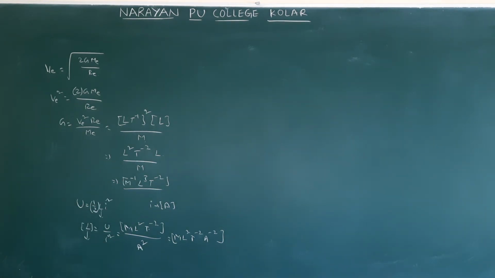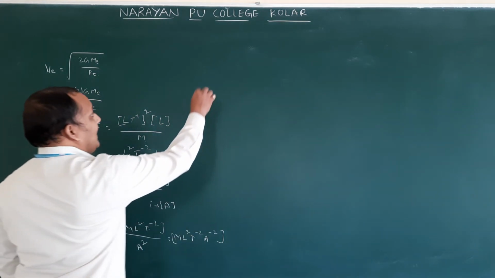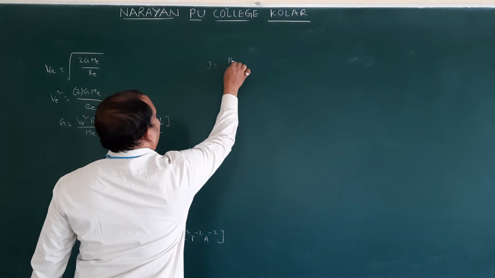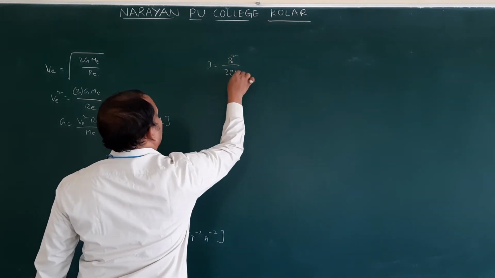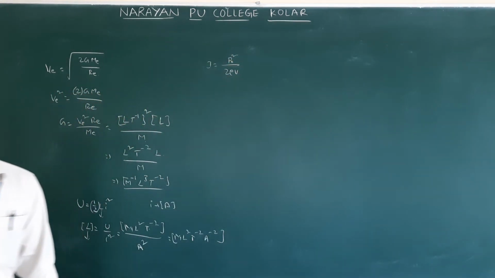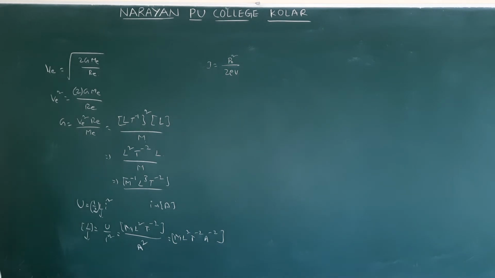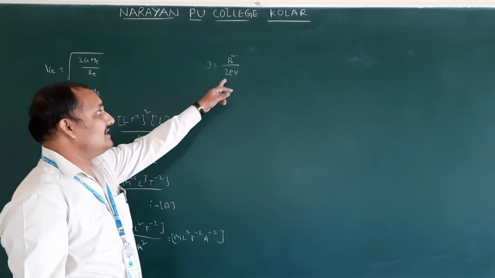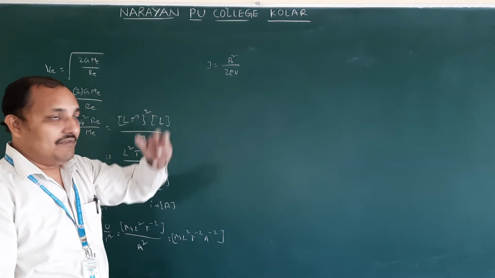Next is the seventh question. Seventh question: intensity of sound wave is given by I is equal to P naught square by 2 rho V, where P naught is pressure, rho is density, V is speed. What is I? Dimensions of I. Intensity, they said, P naught square by 2 rho V. V, they give volume or velocity, speed of the wave. Therefore, V is speed of the wave, they say.